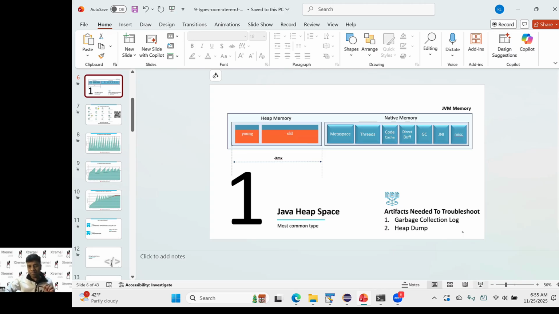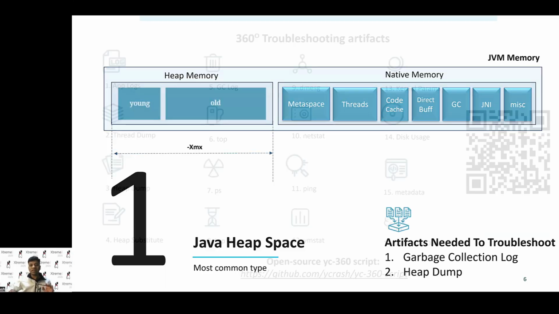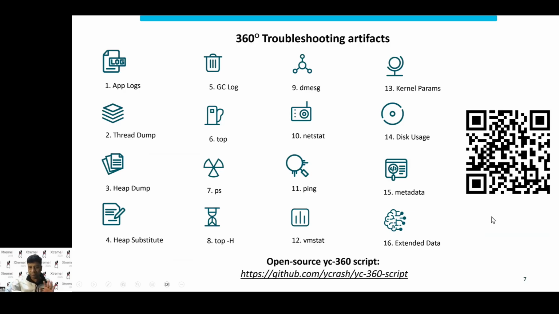So friends, here is an open source script. You can find the QR code and here's the link. It's available in GitHub. There's no licensing attached. When you trigger this script, it captures 360-degree data from your production stack, right?